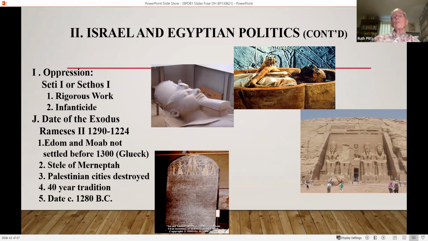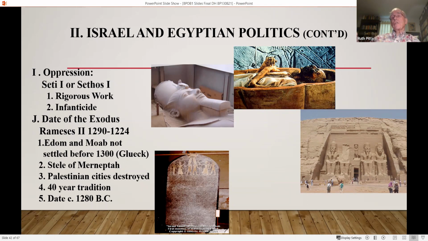The Stela of Merneptah, a stela is simply an upright stone that's inscribed. And so you see the picture of it here just to the right. And down at the bottom, a line has been drawn under a passage that says that I, Merneptah, defeated the Hebrew people in Israel. Well, that's the first evidence that we have outside the Bible, and one that we can date. This is 1207 BC. So Palestinian cities are destroyed.